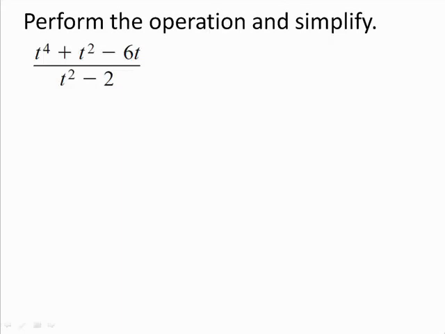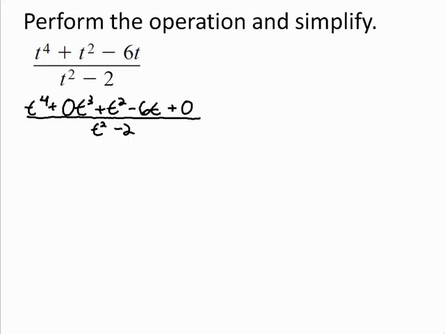Perform the operation and simplify. t to the fourth power plus t squared minus 6t divided by t squared minus 2. The dividend does not have a t cubed term or a constant term. So write a t cubed term with the coefficient of 0 and add 0 to the end of the dividend.